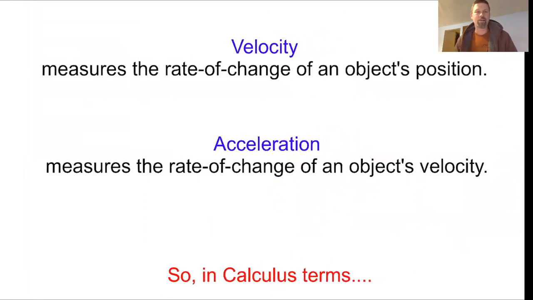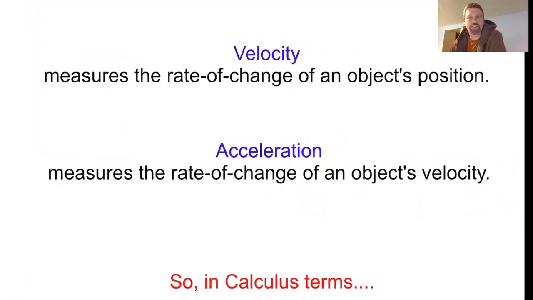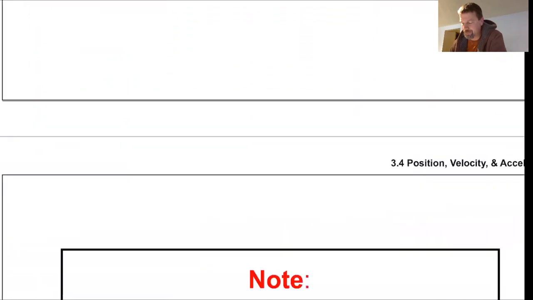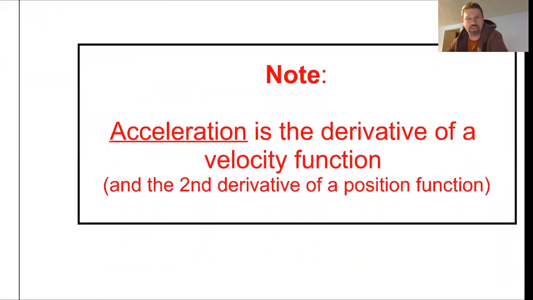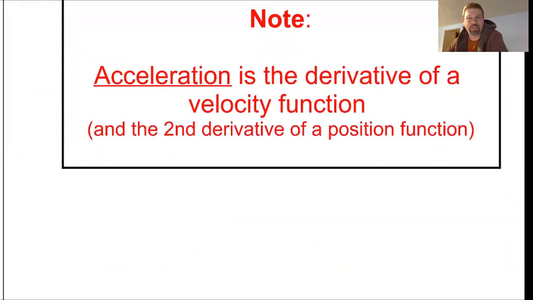All right, almost done. Velocity measures the rate of change of an object's position. Acceleration measures the rate of change of an object's velocity. In other words, acceleration says how quickly your velocity is changing. So in calculus terms, acceleration is the derivative of a velocity function, because that'll measure how quickly velocity is changing.